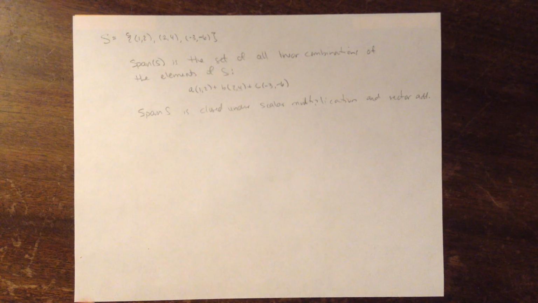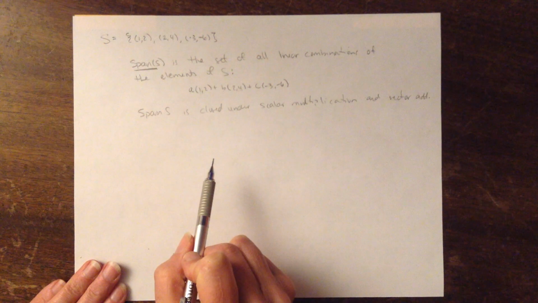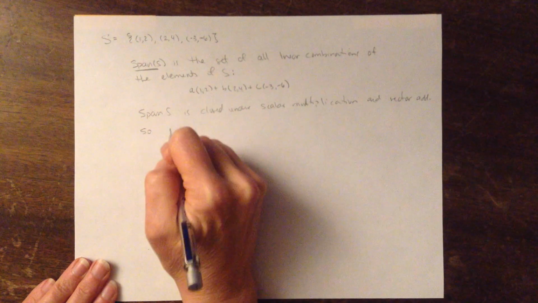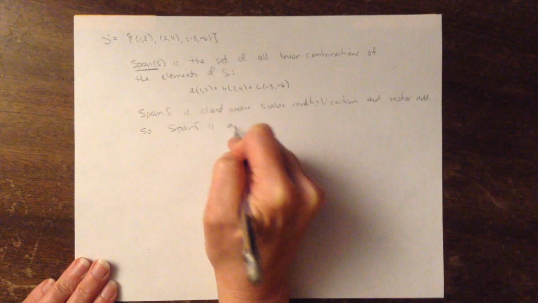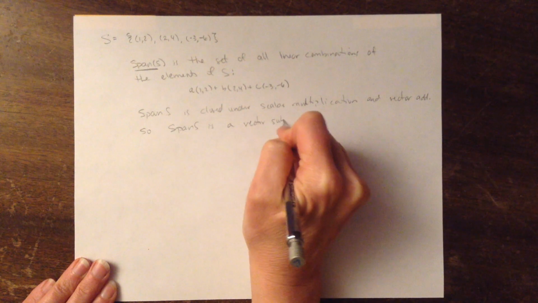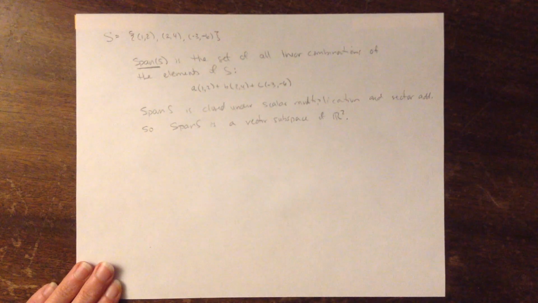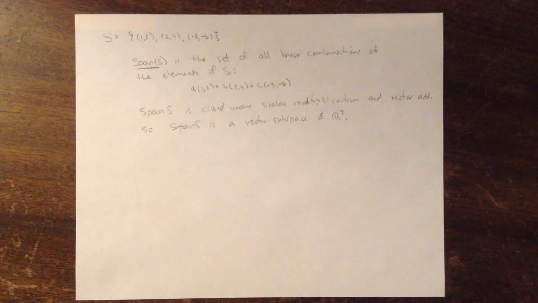So we have this span of S, which is a subset of R2, that's closed under scalar multiplication and vector addition. So the span of S is a vector subspace of R2. Because that's the subspace test, we need a subset of a vector space that's closed under scalar multiplication and vector addition. Okay, so if you have any subset of vectors from a vector space and you take its span, you're going to get a vector subspace.